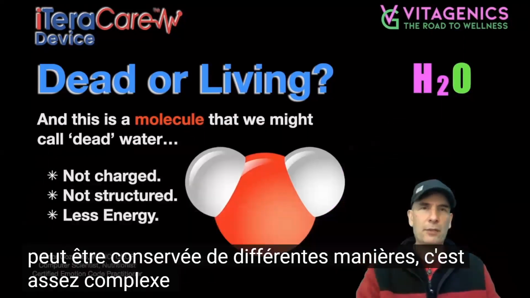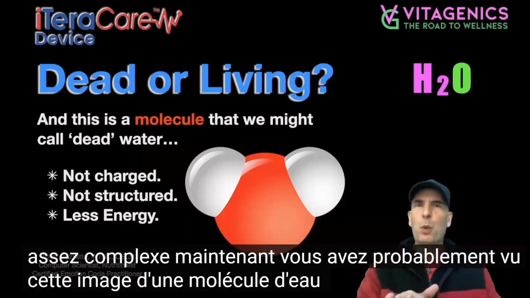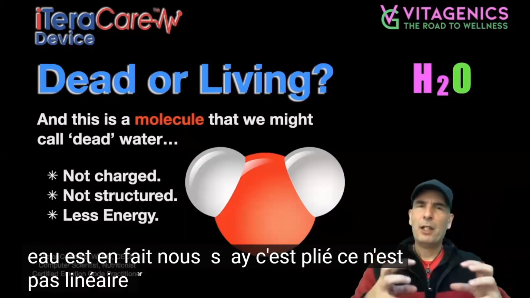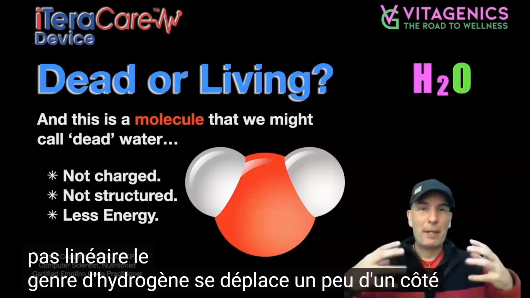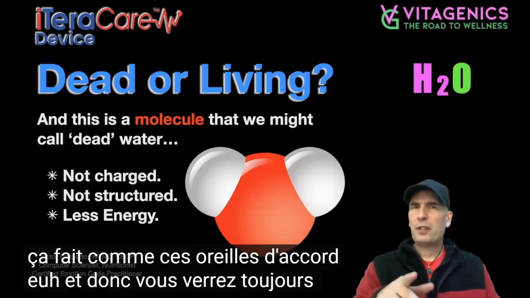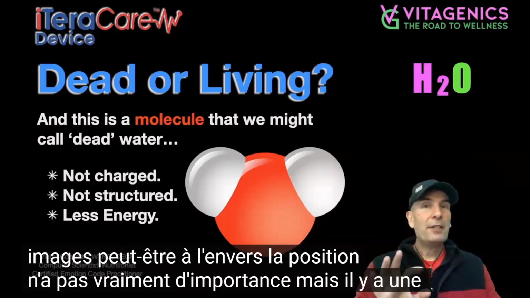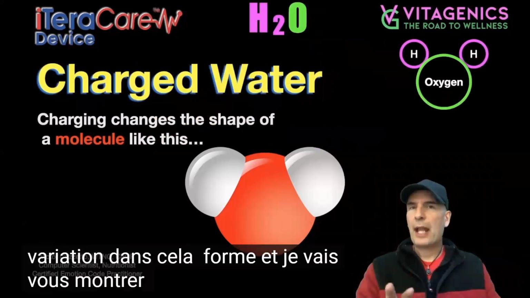It's quite complex. Now, you've probably seen this picture of a water molecule, because water is actually, we say it's bent. It's not linear. The hydrogen kind of moves to one side a little bit. It makes like these ears, okay? And so you'll always see these pictures maybe upside down. The position doesn't really matter. But there is some variation in that shape, and I'm going to show you that now.